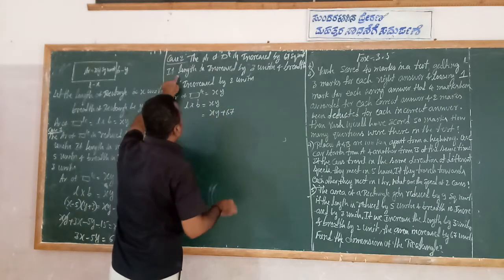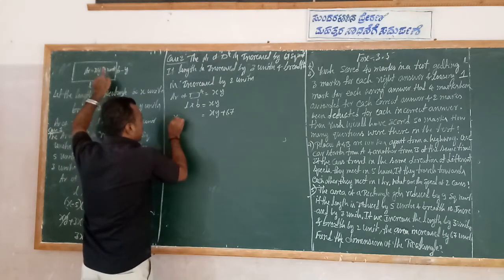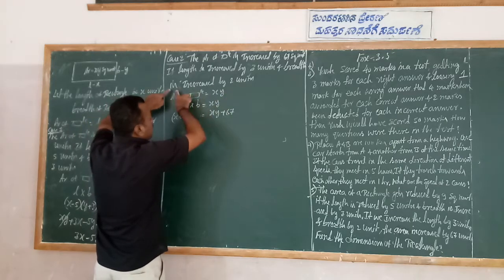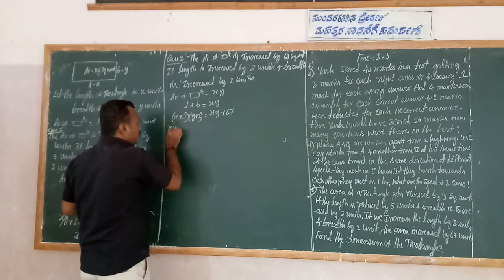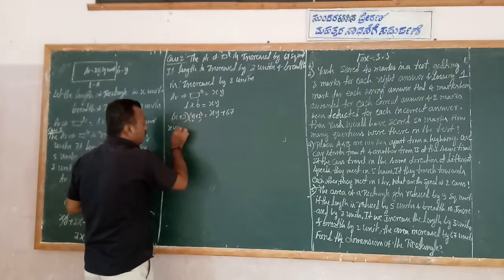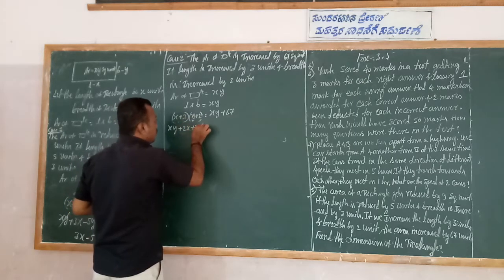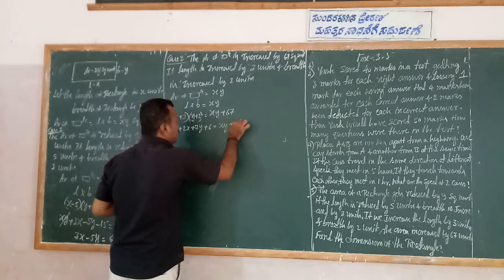So if the length is increased by 3 units, what is the length of the rectangle? x. Increased means plus 3, so x plus 3. And the breadth is increased by 2 units, therefore the breadth is y plus 2. Now I have to multiply: x into y is xy, x into 2 is 2x, plus 3 into y is 3y, plus 3 into 2 is 6, is equal to xy plus 67.